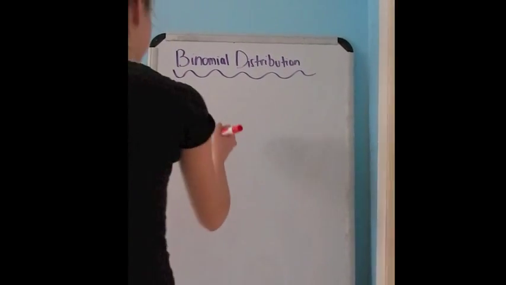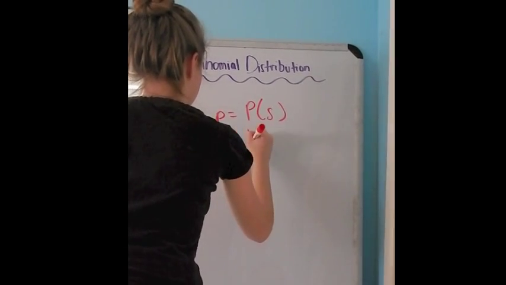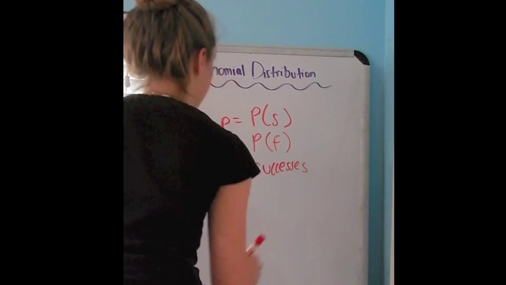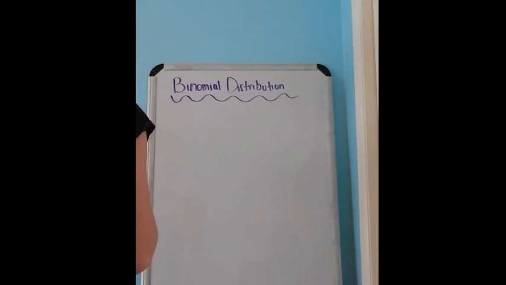For the purposes of binomial distribution, we use the variable p to represent the probability of success, the variable q to represent the probability of failure, and variable x to represent the number of successes we are looking at.